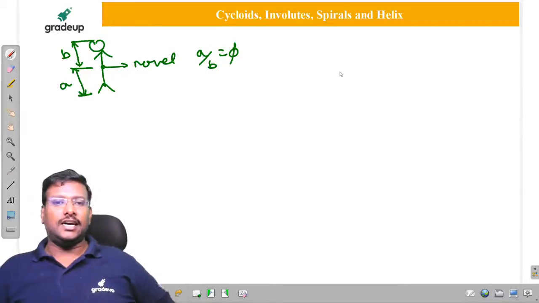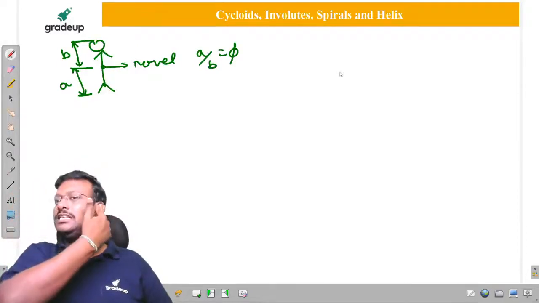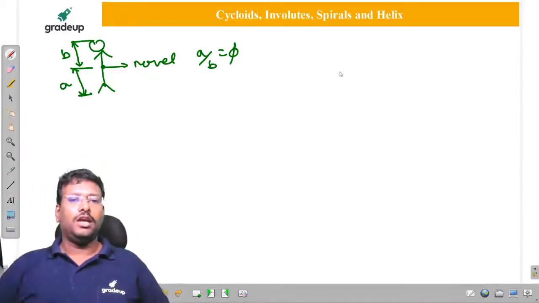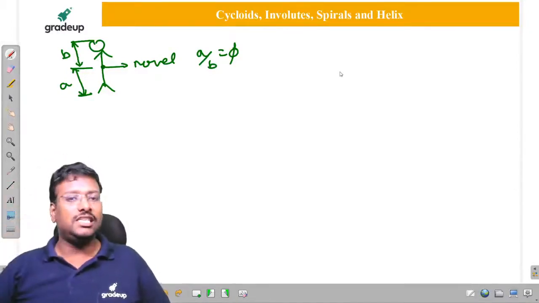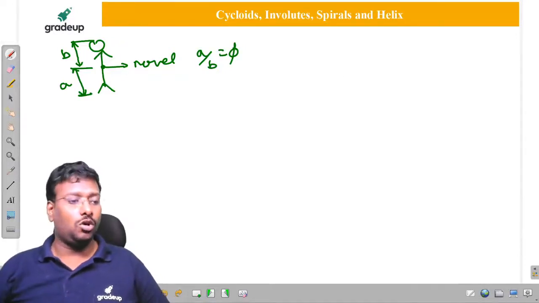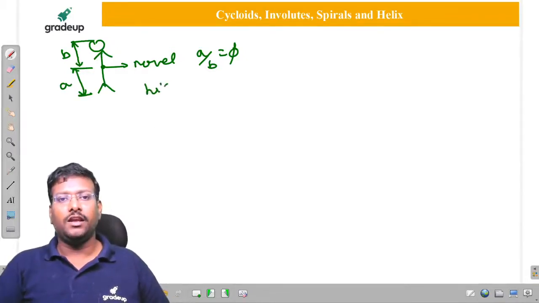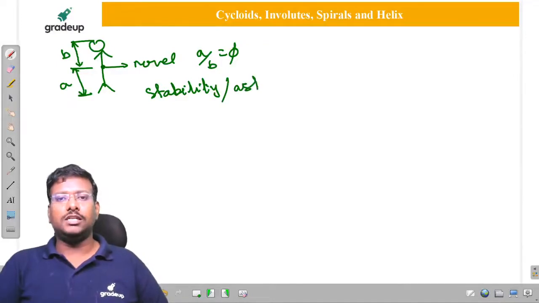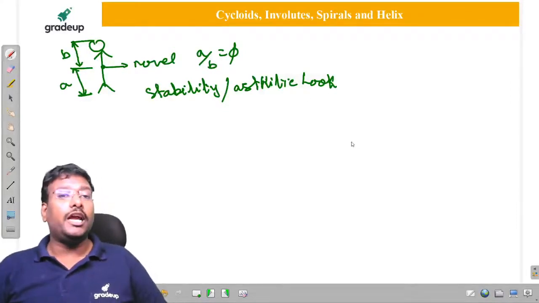Now let us consider one more thing. Sir, if you observe the head, here the radius is less and here the radius of curvature is more. Radius of curvature here will be more and radius of curvature here will be less. So this is also in golden ratio, for getting high strength, stability and aesthetic look. We are going to use the golden ratio.